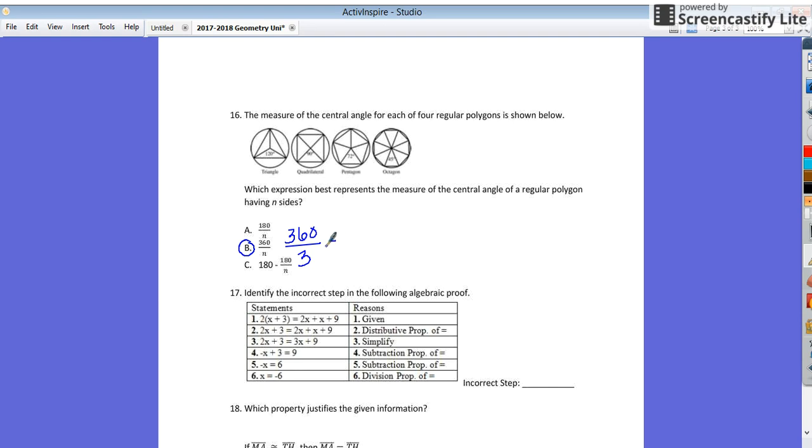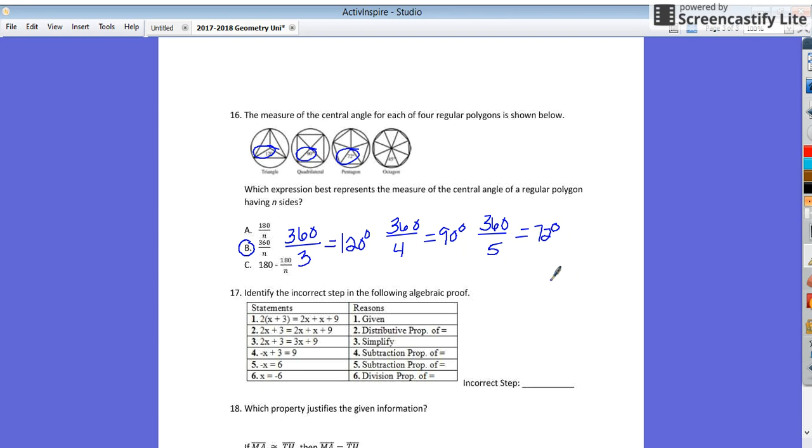We have a triangle there, which is in fact 120. So that would be our 120 degrees. For our quadrilateral, we would do 360 divided by 4, because we have 4 sides, and that would give us our 90 degrees. For our pentagon, we would do 360 divided by 5, and that would give us our 72 degrees.